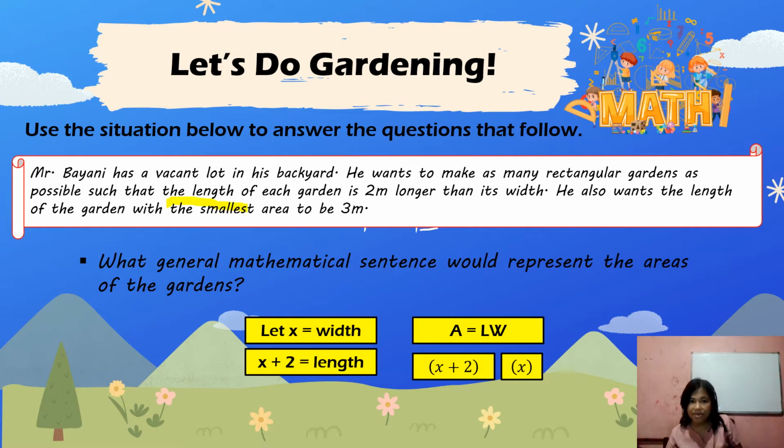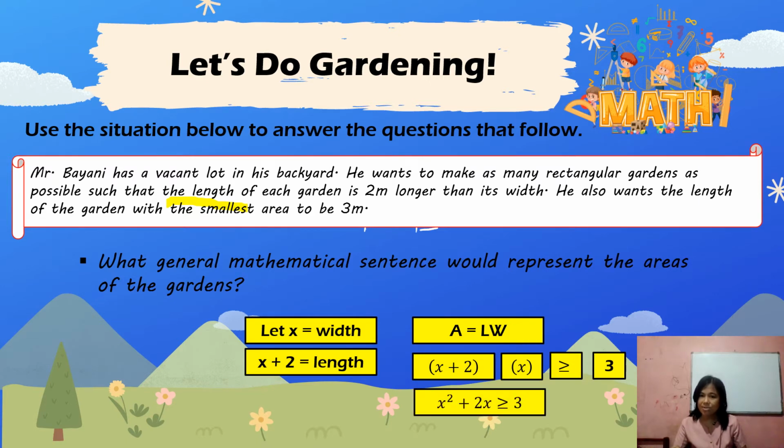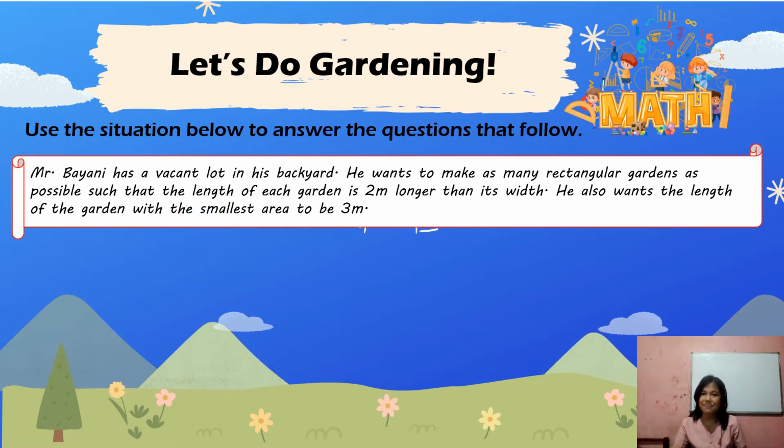Wait for a while. The statement "the smallest" means that the product of this length and width should be the greatest. So you should have greater than or equal to 3. So 3, the smallest, is less than or equal to x times x plus 2. Multiplying, we get x squared plus 2x. So we now have our general equation, or mathematical sentence. All right, proceed with answering the problem.